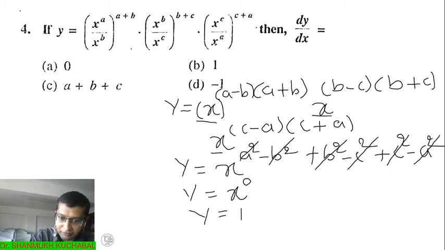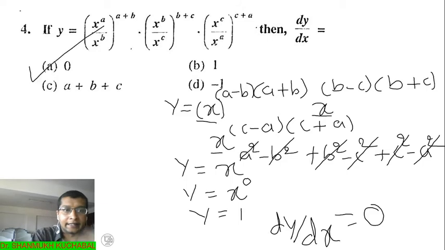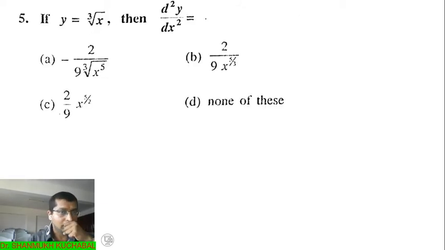If you differentiate y, we get dy by dx equal to the differentiation of 1, which is 0. Therefore option A is the right answer. Then next, example number 5.